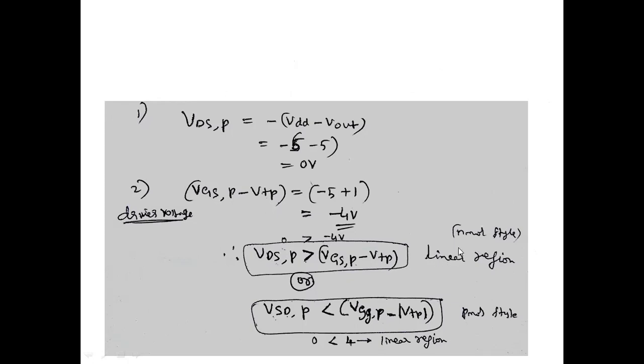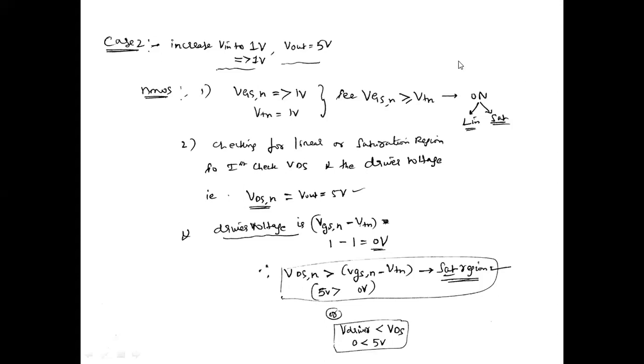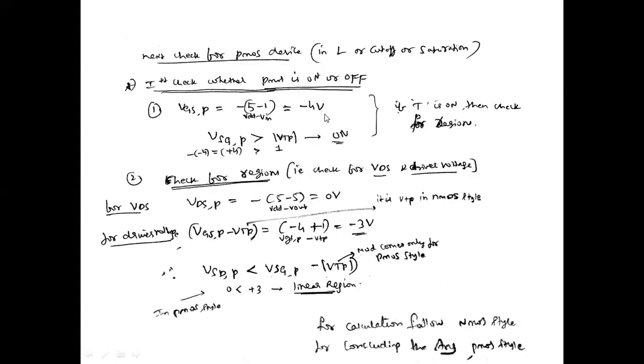Okay, so this same step is repeated for case 2, where we will increase Vin to 1 volt, right? Like earlier, case 1 was Vin kept equal to 0 volts. Now in case 2 I'll increase Vin to 1 volt, and of course V out will be equal to 5 volts. Again we'll check the conditions of NMOS here, and next the driver voltage of NMOS. So next we'll check for the PMOS. Here the same condition is applied.